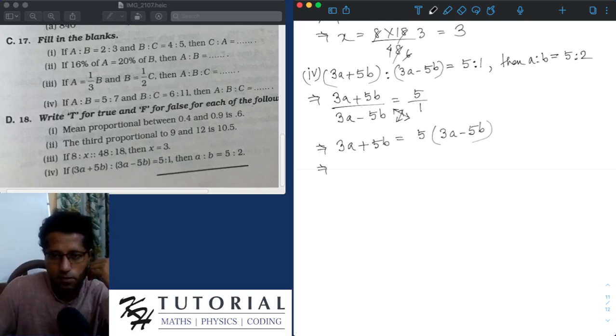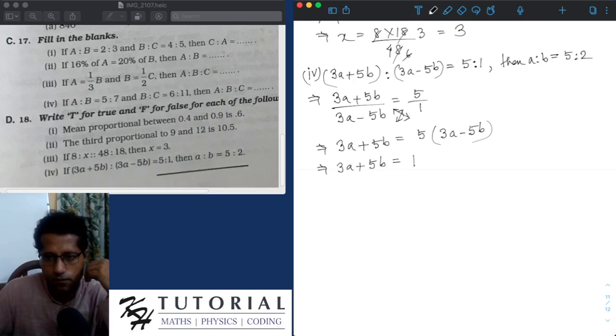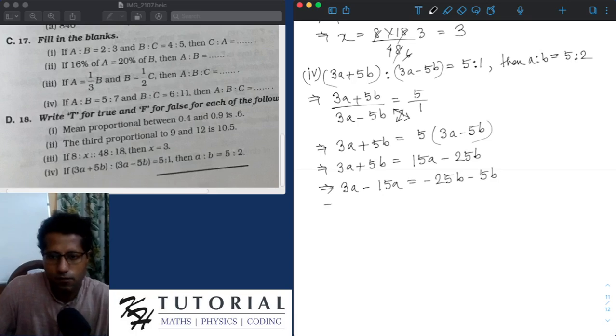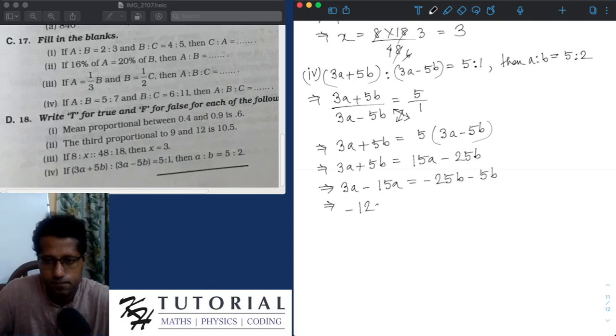Now this implies, if we do the products on the right hand side and open the brackets, we get 15a minus 25b. Now if we bring all the a terms on the left hand side and all the b terms to the right hand side, we get 3a minus 15a equals minus 25b minus 5b. Now if we simplify, 3a minus 15a is minus 12a, and minus 25b minus 5b is minus 30b.